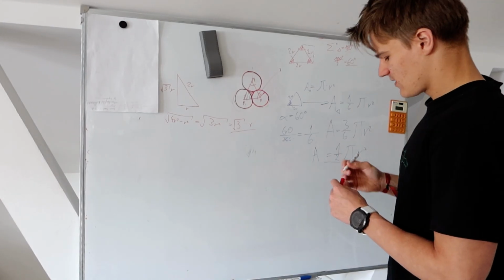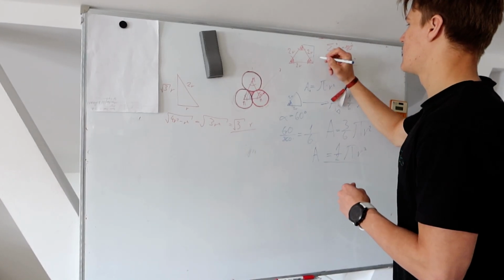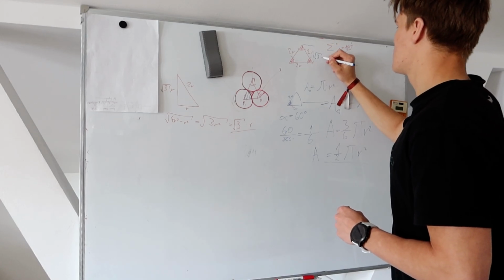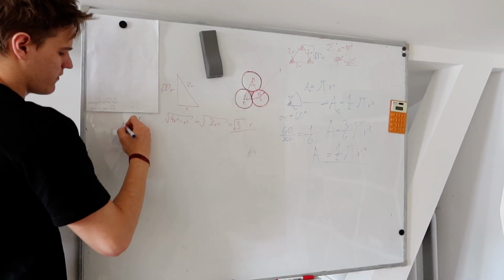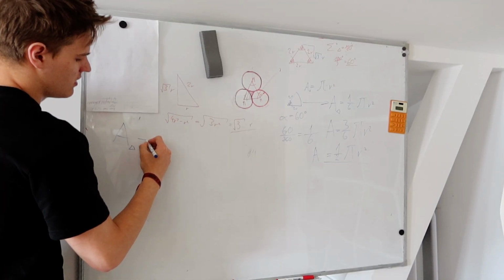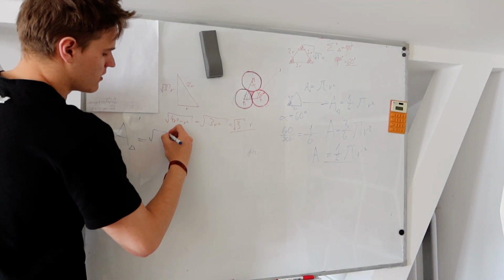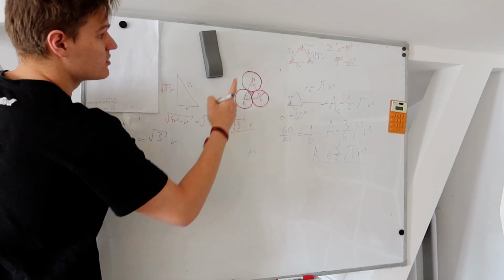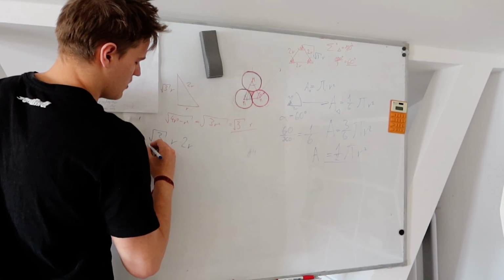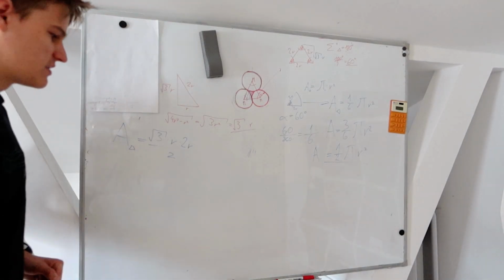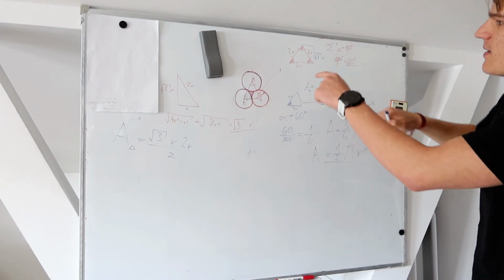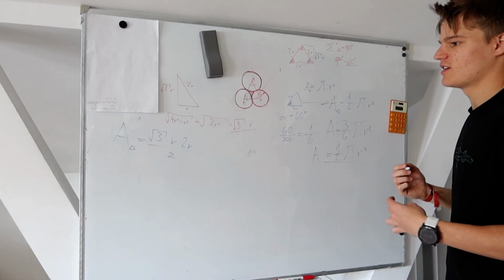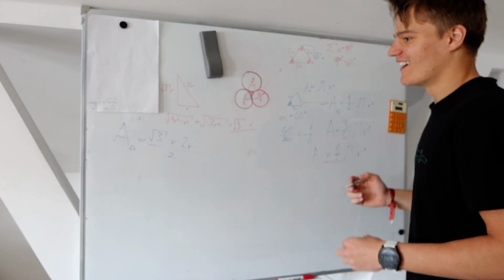But we know that this height is square root 3 times r, and this is 2r, right? So we can just do that, and we can say that the area of the triangle is just the same as square root 3r times 2r over 2, right? Does that make sense? Because height, length, multiply them, and then divide them by 2, because that is how the formula for this works. Yeah, and now what can we do?